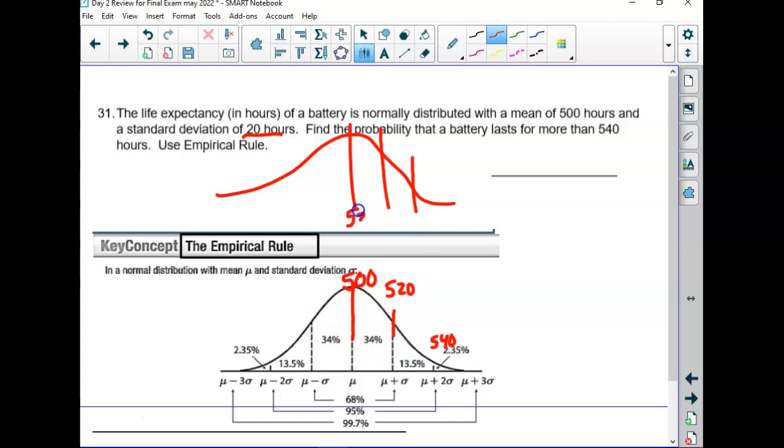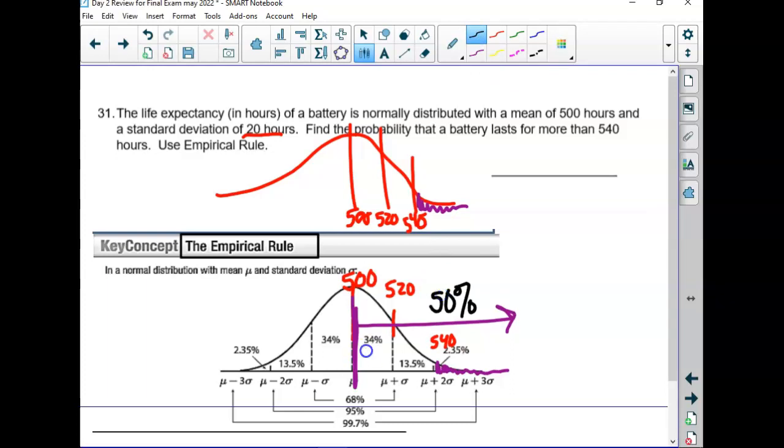And it wants to know, oh my goodness, I can't write. It wants to know what is the probability that a battery lasts for more than 540 hours, okay? Now, there's a trick to this. Do you remember that it's not really just 2.35? That there's a little bit out past that, right? So you have to say, what is this middle line? What percent is above that? 50%.